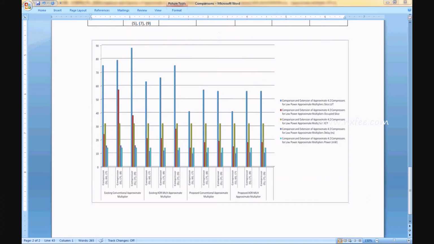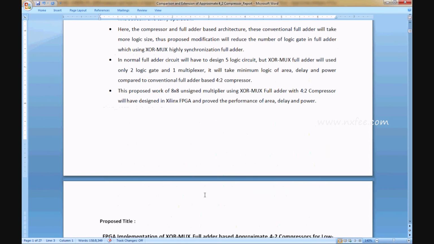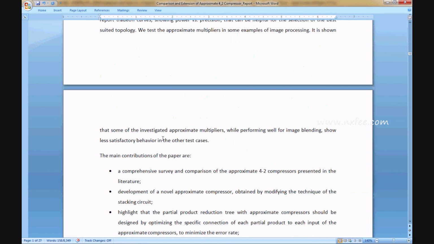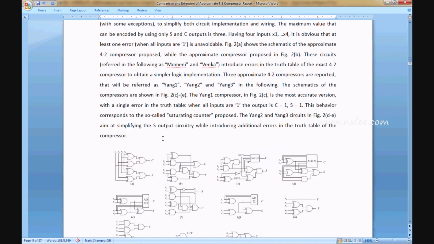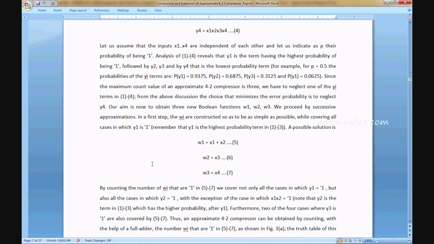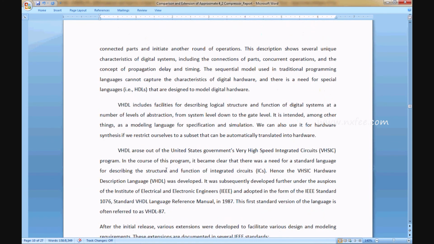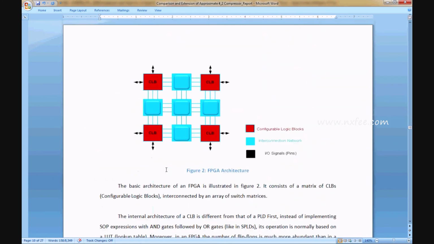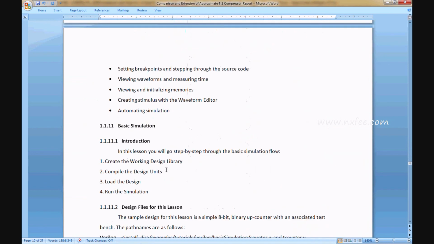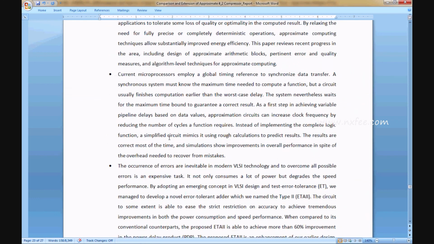And finally we wrote an abstract document for this project. This contains the title and base paper abstract, enhancement of this project, proposed title, proposed abstract, workflow, existing system, exact compressor, analysis of nodes of existing systems and disadvantages, proposed systems and proposed systems nodes, introduction of VLSI, advantages, literature survey, and finally references.